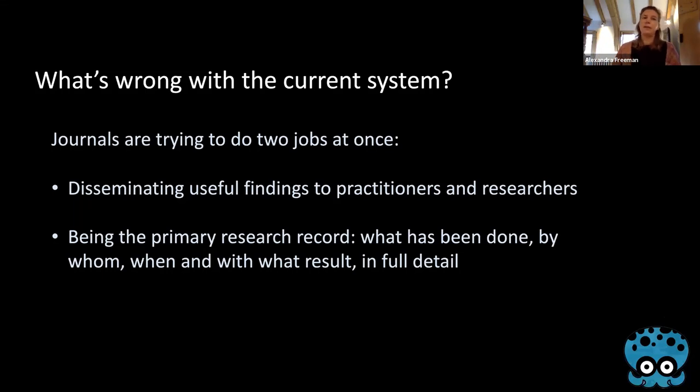The other job that journals are doing is being the primary research record, and they're almost being forced to fulfill this job. It's a rather thankless task. It's kind of being a patent office for establishing priority and being a place for recording the full details of all the methods and all the data and everything that didn't work, as well as the findings that might be of interest to, say, a practitioner, a doctor, an engineer, a politician.